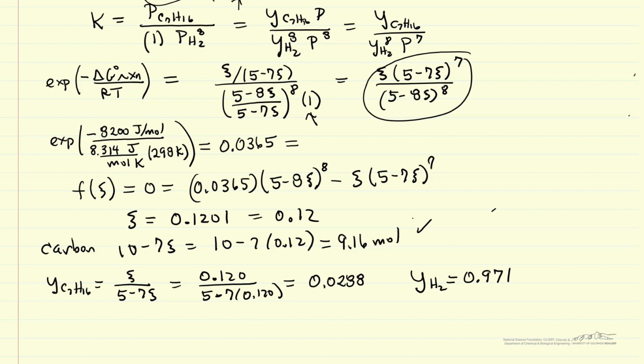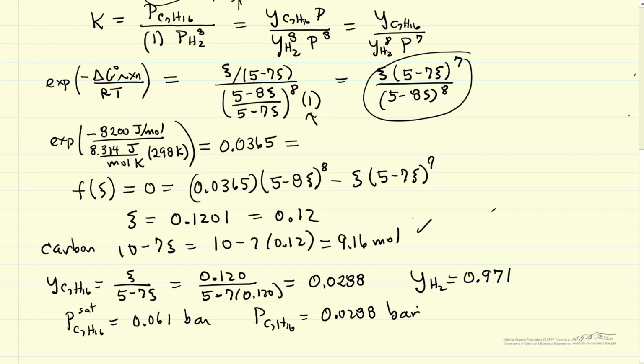The only other check I'm going to make here is to look up the saturation pressure for hexane at 25 degrees C, because this calculation assumes that all of the hexane stays in the gas. And so the saturation pressure is 0.061 bar, and the pressure of hexane that we calculated at equilibrium is the mole fraction of hexane times the total pressure, 1 bar. So that's then the partial pressure. The partial pressure is less than the saturation pressure. We don't have any liquid condensing.